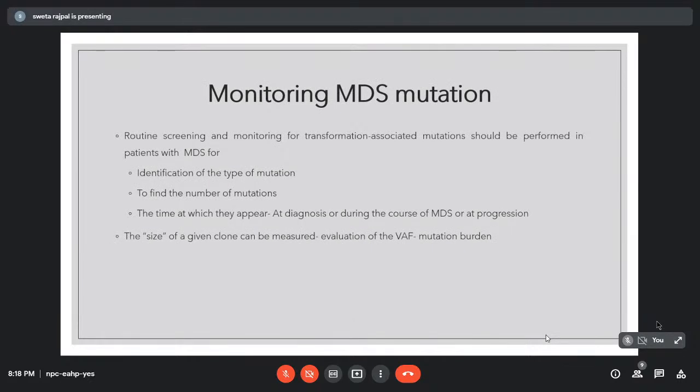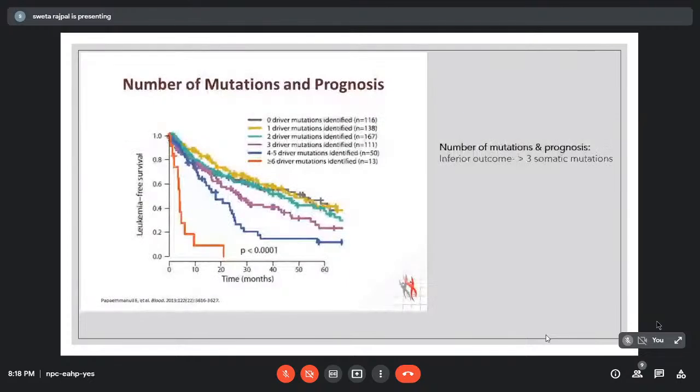So how do you monitor these MDS mutations? We should do routine screening, and we can do monitoring to identify the type of mutation. We have to find the number of mutations, and at which stage the mutation appeared, like at diagnosis, during the course, or during progression. The size of the given clone can be measured. We use the term VAF, that is variant allele frequency, which is an indirect measure of mutation burden.